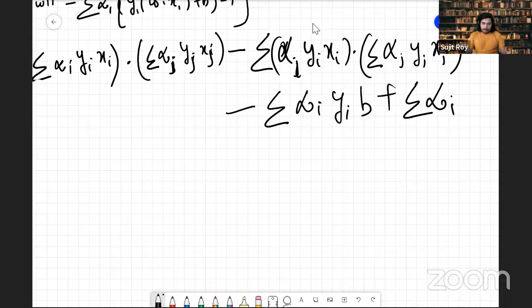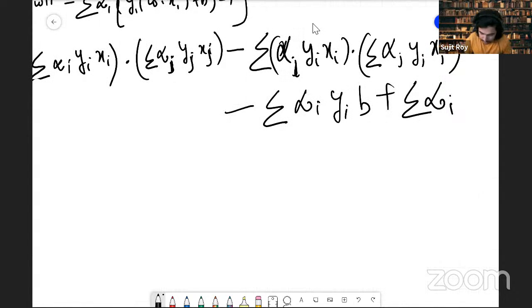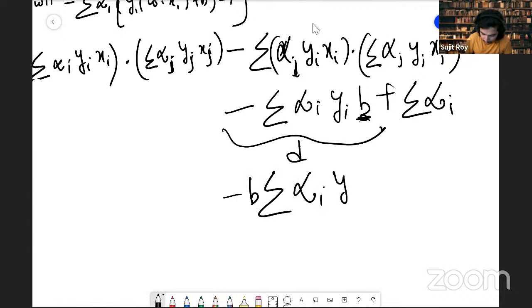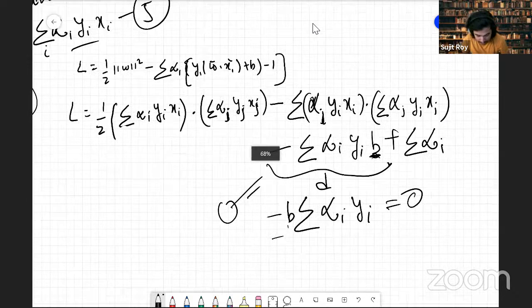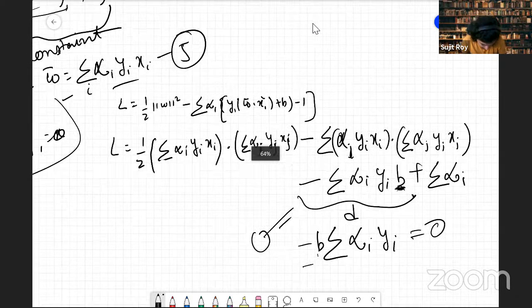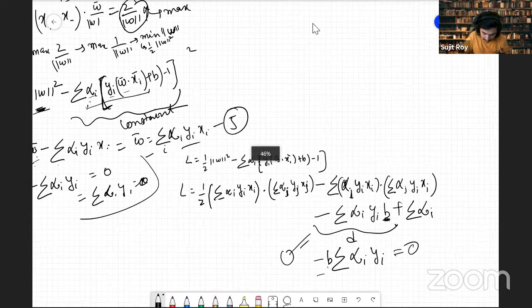And now if we look at the whole equation, there is only one point where we have the constant, and this is the constant that we will have. So we can just rewrite this whole part as this thing minus b sigma alpha i yi. Okay, and since this is a constant and this is equal to 0, this whole term will be equal to 0. Okay, we saw that somewhere here. We saw that here.